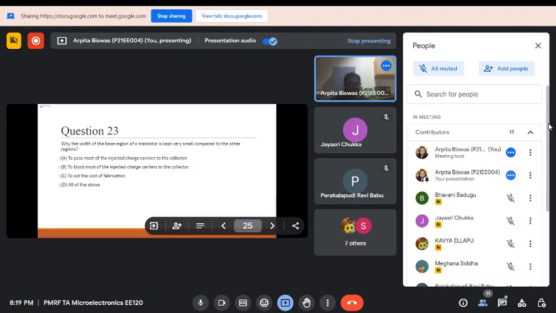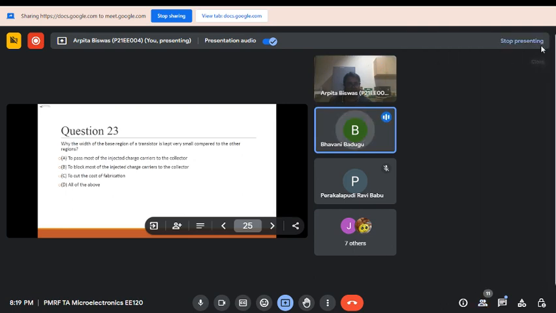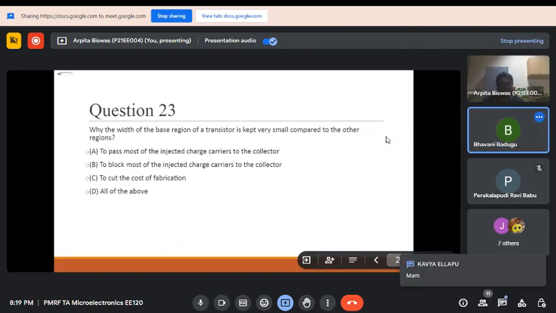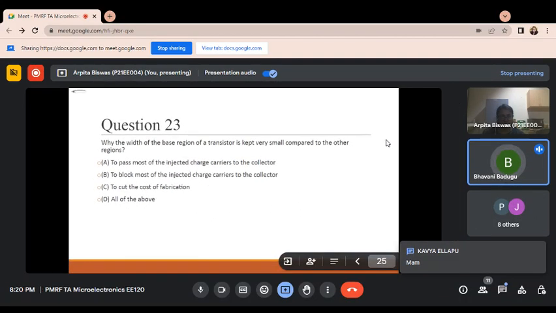Bhavani, what is the right answer? I think the right answer is A, to pass most of the injected charge carriers to the collector. If the base region is very thin, then recombination will be reduced and the electrons will pass through the base easily and reach the collector. If the base region is very wide, then the recombination is more and the electrons will take more time to pass that region.